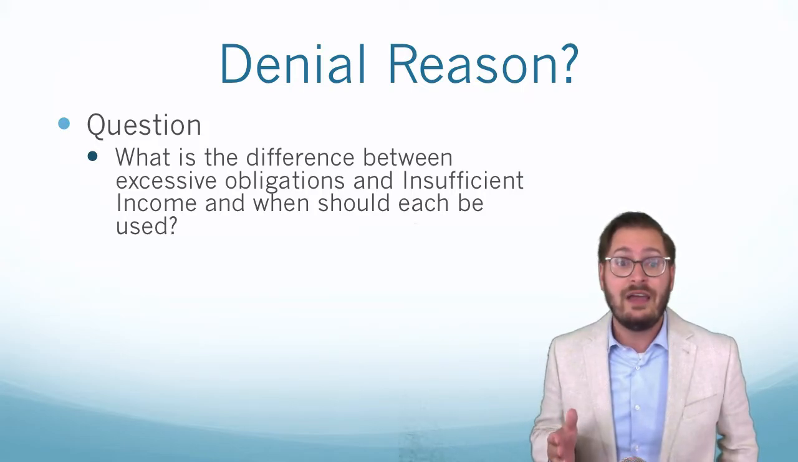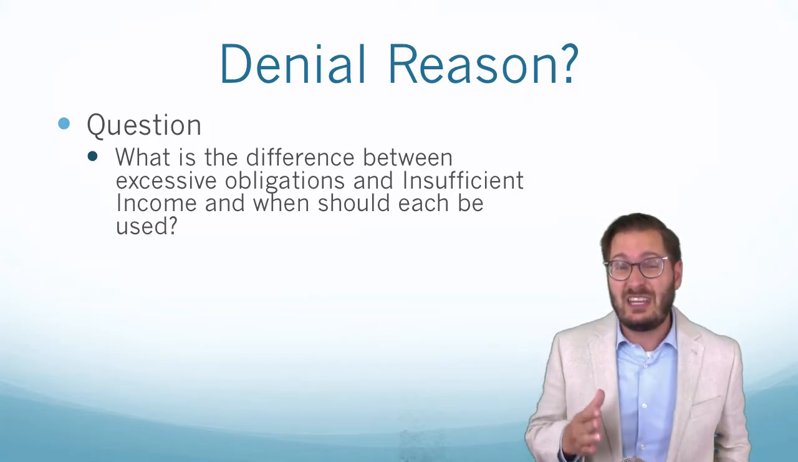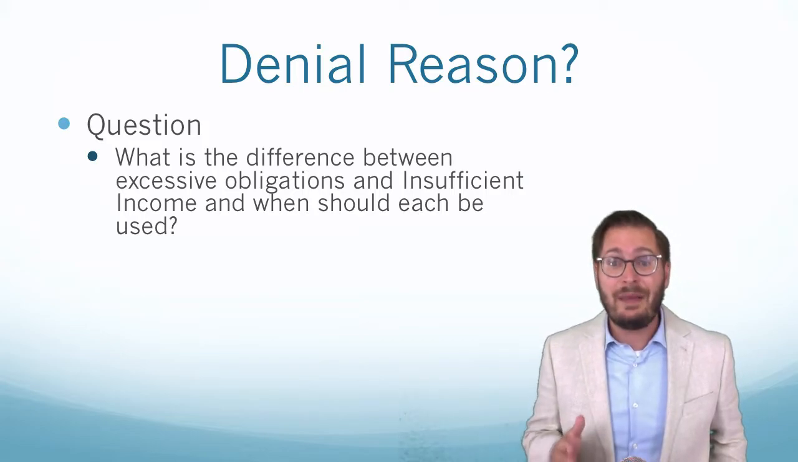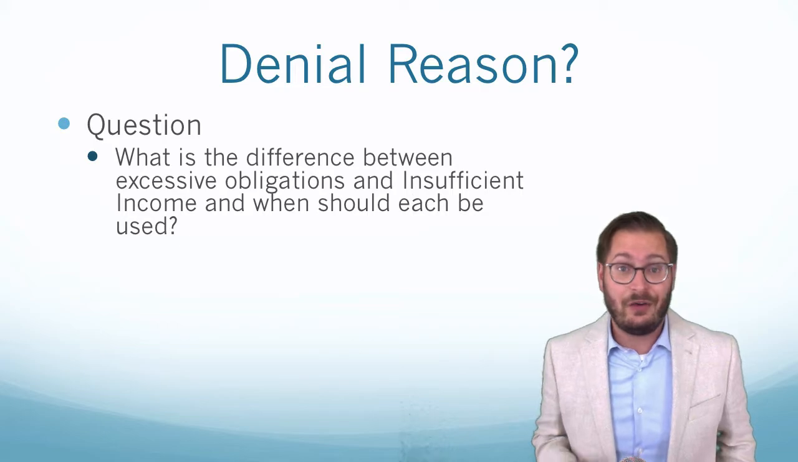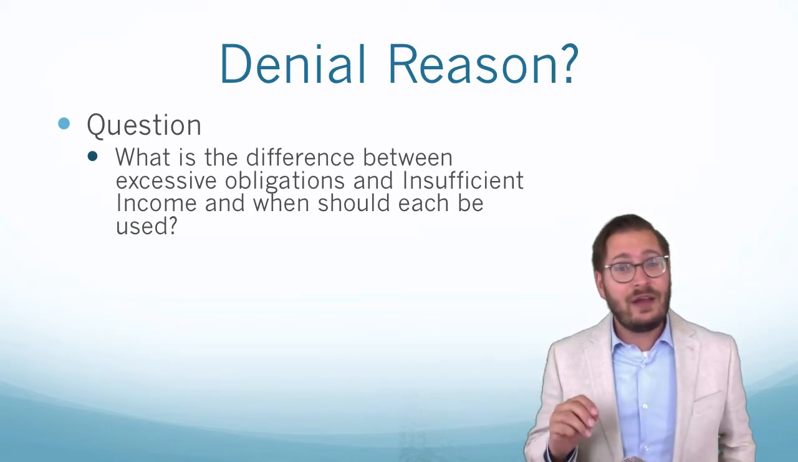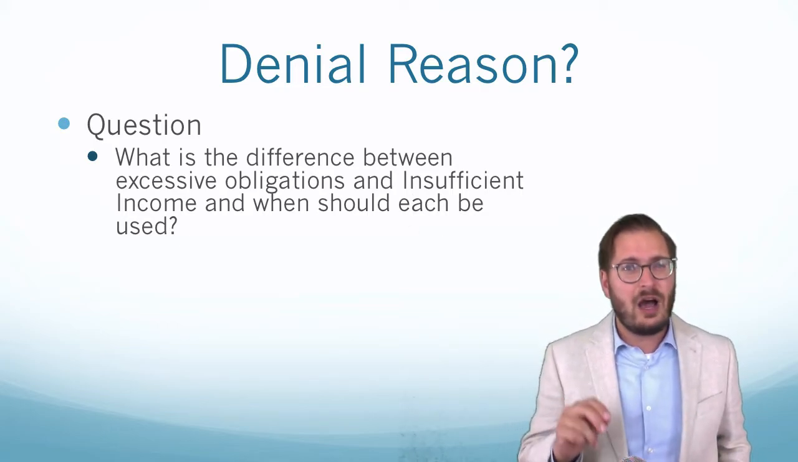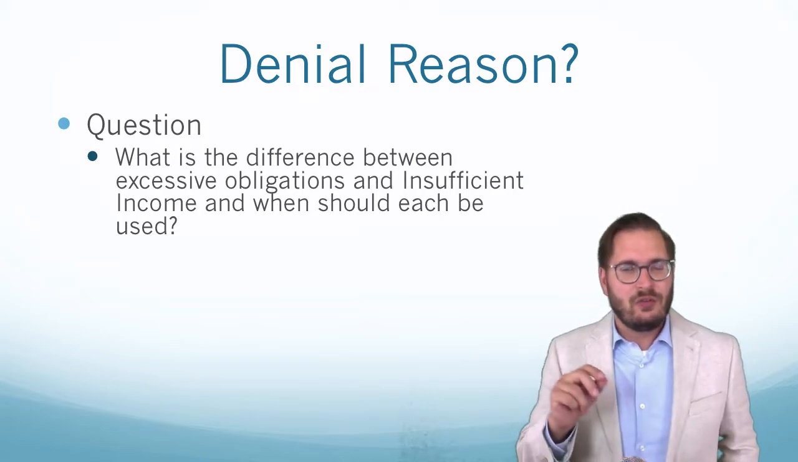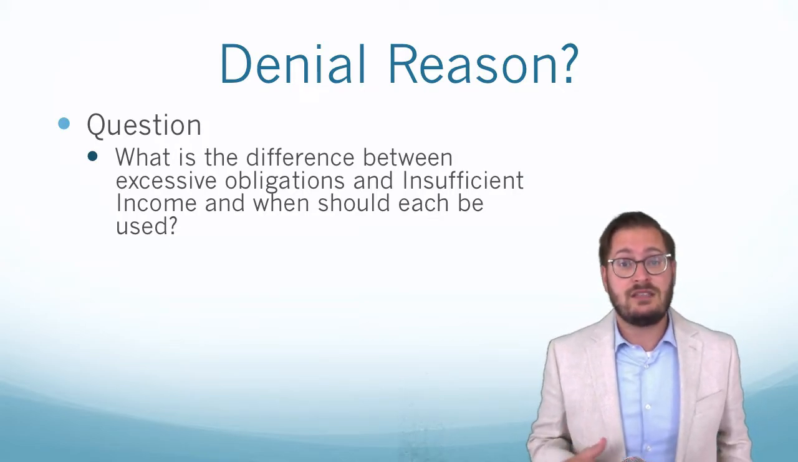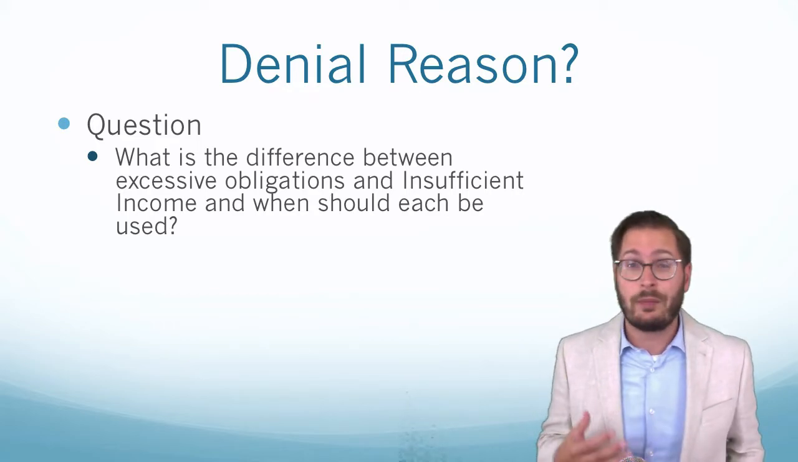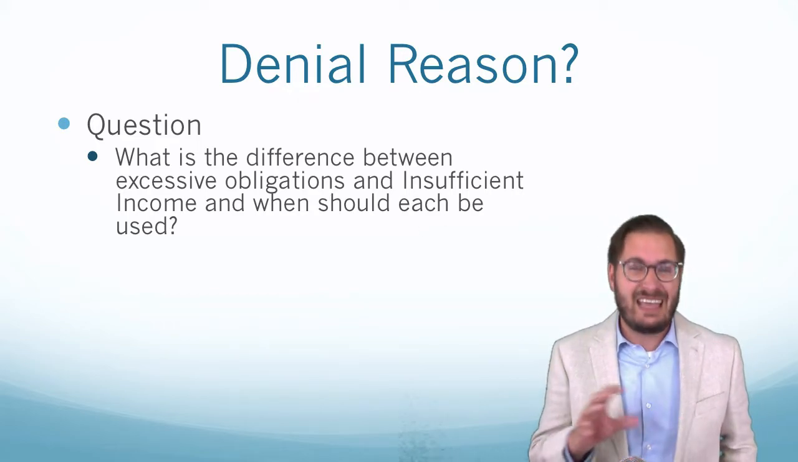The reason of excessive obligation in relationship to income and insufficient income for the amount of credit requested. Right? There's been a lot of confusion, and most financial institutions don't really know when to use which reason because they are both related to debt to income. So sometimes I see both, sometimes I only see one or maybe the other, or at best it's inconsistent in the use.